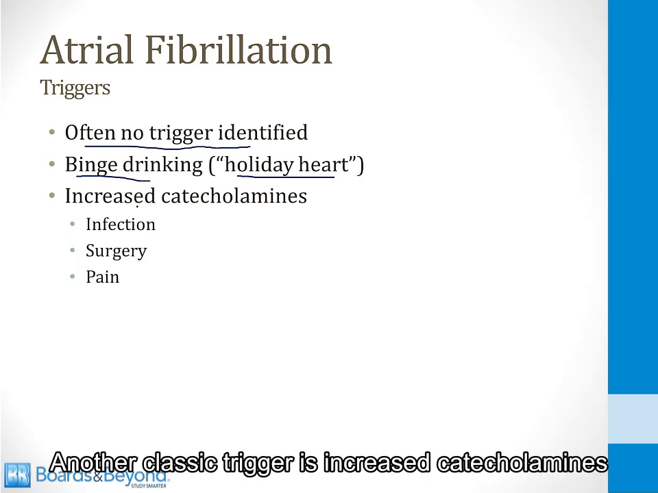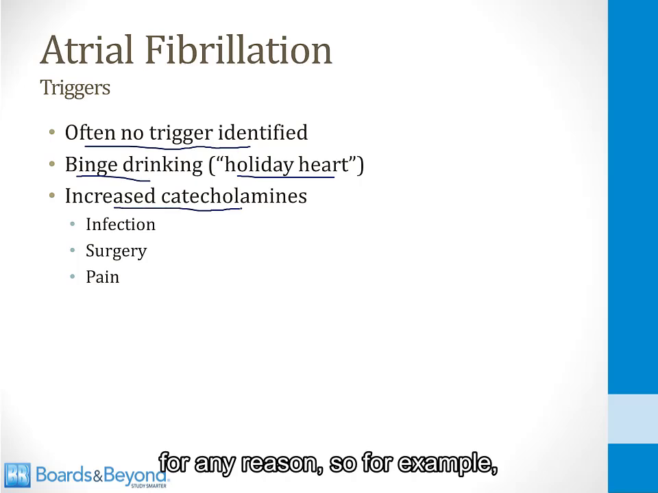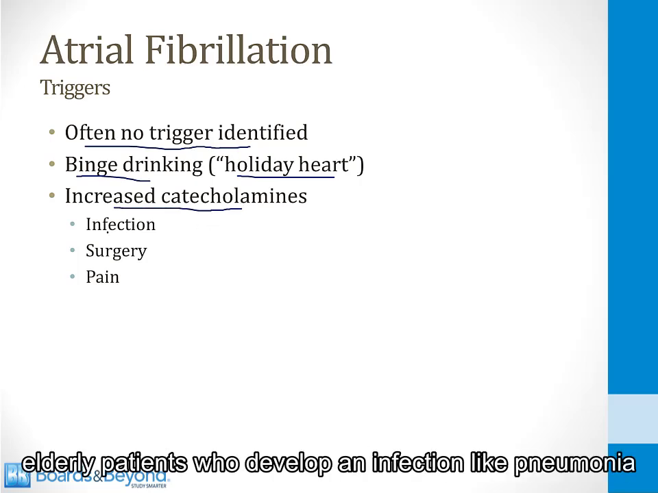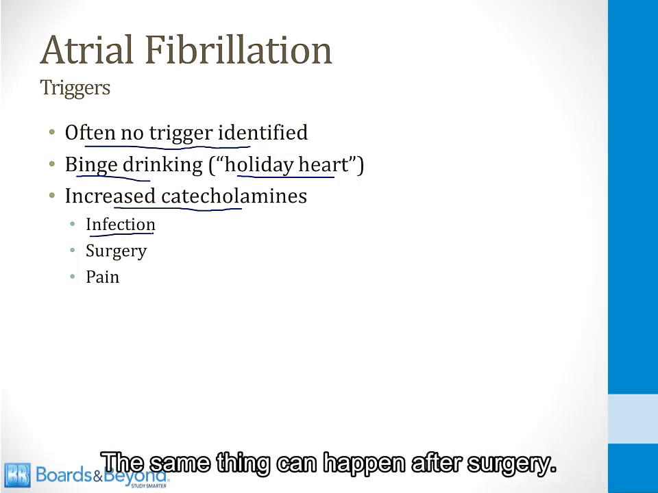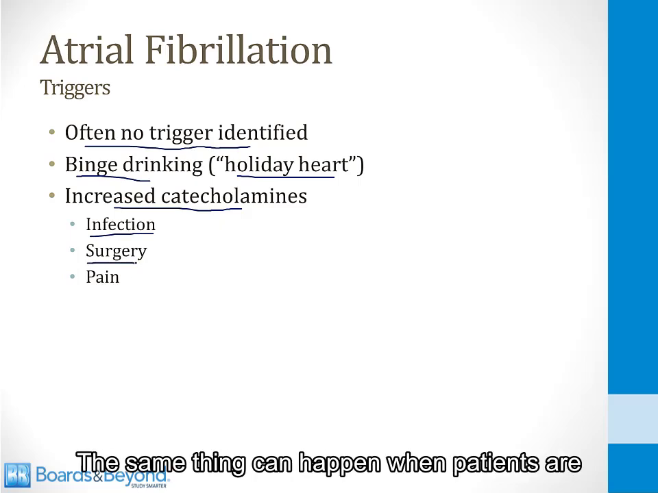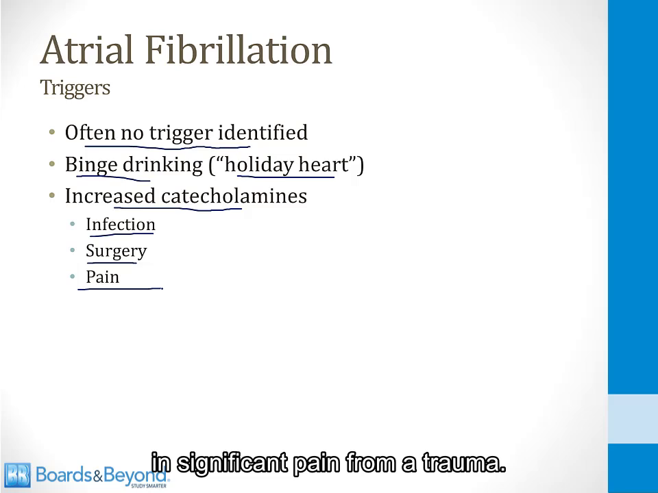Another classic trigger is increased catecholamines for any reason. So for example, elderly patients who develop an infection like pneumonia often develop atrial fibrillation in the hospital. The same thing can happen after surgery. The same thing can happen when patients are in significant pain from a trauma.